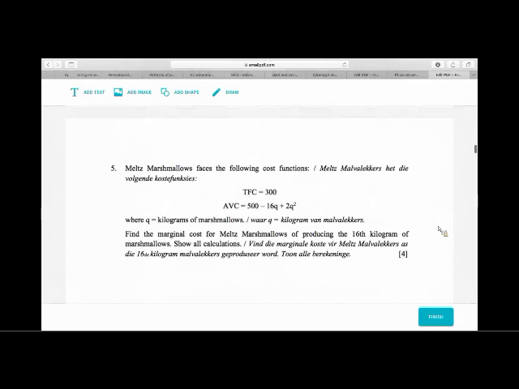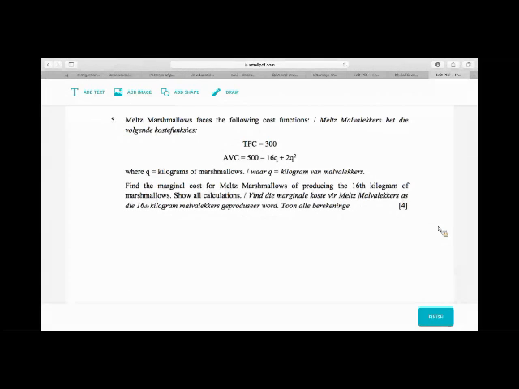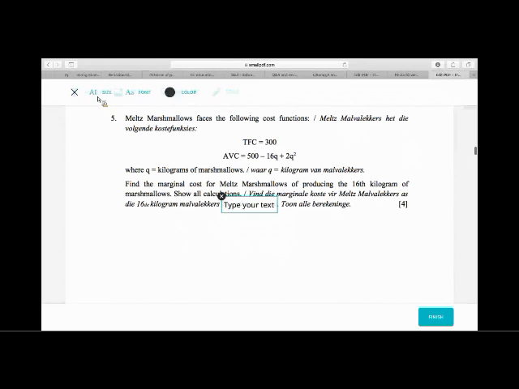Okay, so the last question here uses some mathematical functions. So they give you a total fixed cost and an average variable cost. And then they ask you to find the marginal cost for Melt's marshmallows of producing the 16th kilogram of marshmallows. Show all calculations. Okay, so we know that to get marginal cost, we're going to have to find a total cost function, because marginal cost is the first derivative of total cost. I also know that total cost is total fixed cost plus total variable cost. I have total fixed cost, which is 300, but I don't have a total variable cost.